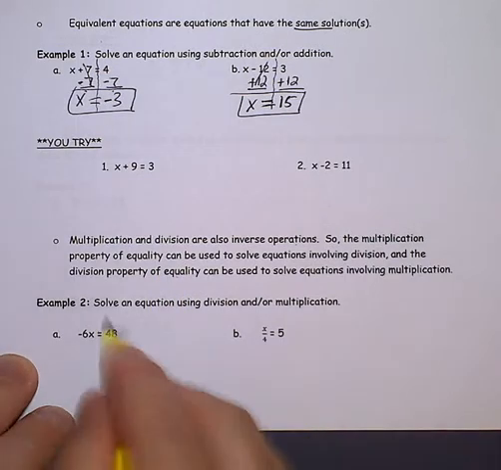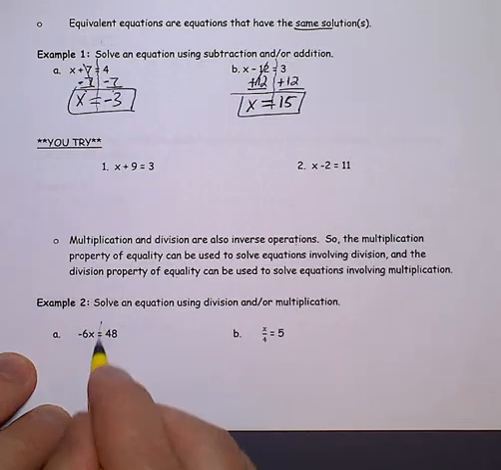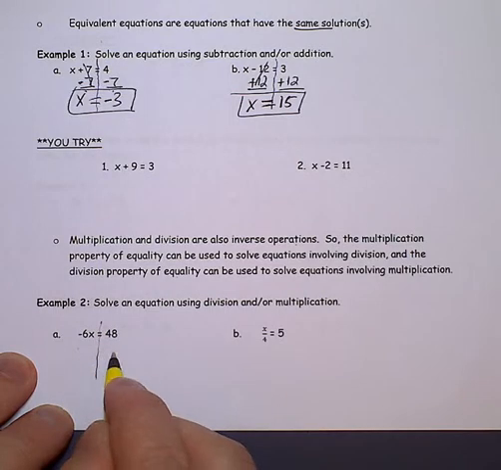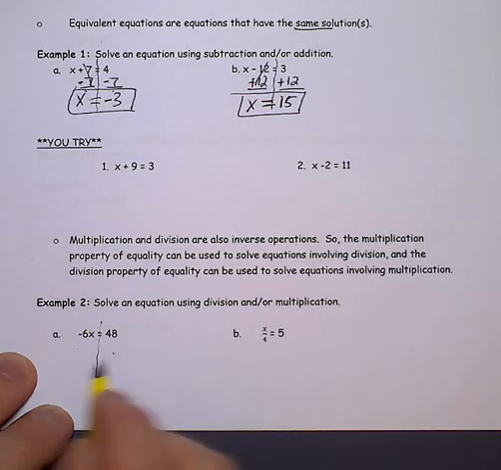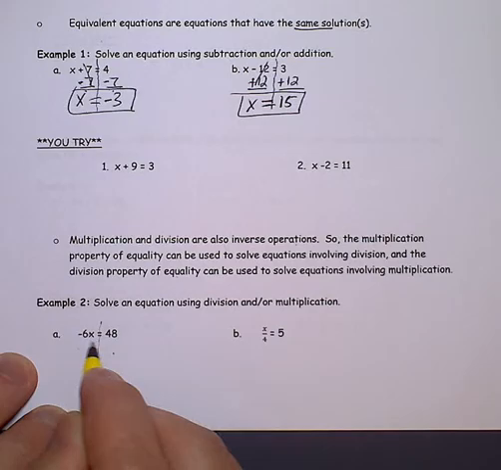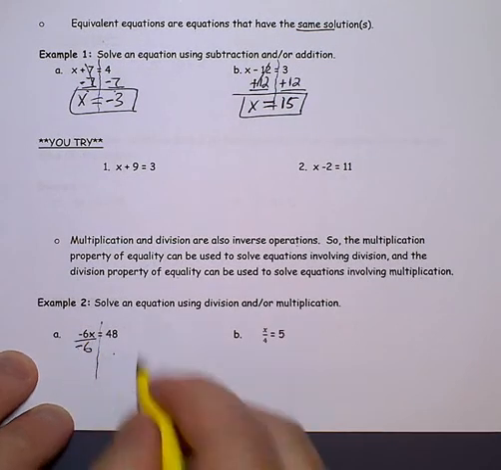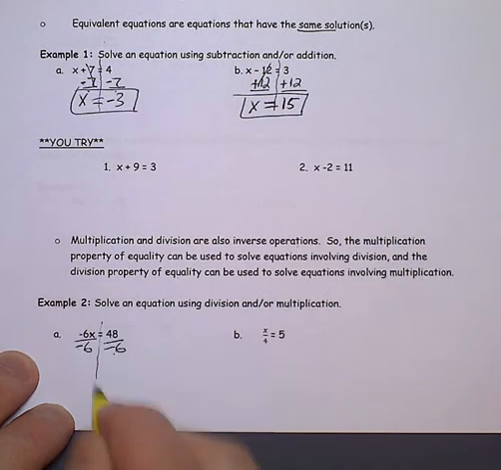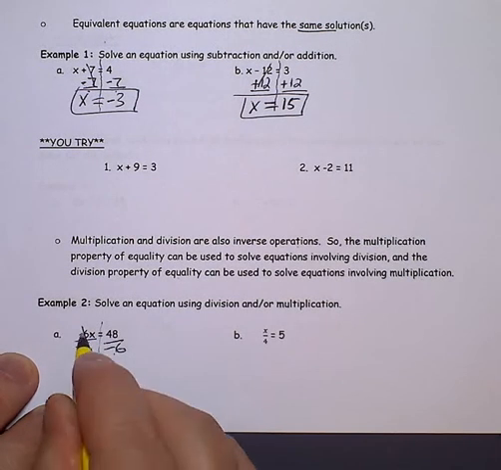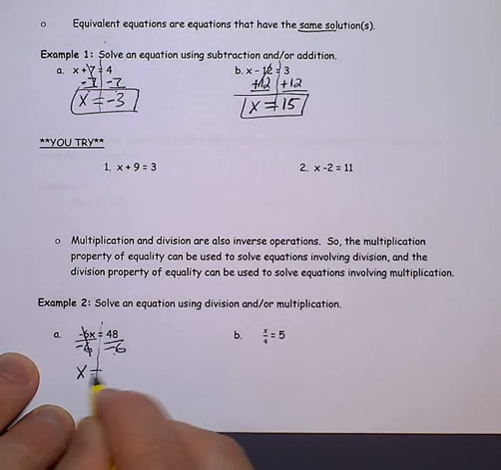So, solve an equation using division and or multiplication. I want to get x by itself. Remember, whatever I do on this side, I have to do on that side to keep it balanced. So negative 6 times x equals 48. So negative 6 is being multiplied by x. So to undo that, I'm going to divide by negative 6. I undo the multiplication with division. If I do it on that side, I do it on this side. Makes that negative 6 go away. Negative 6 divided by negative 6 is 1. So I'm left with a single x equals 48 divided by negative 6.